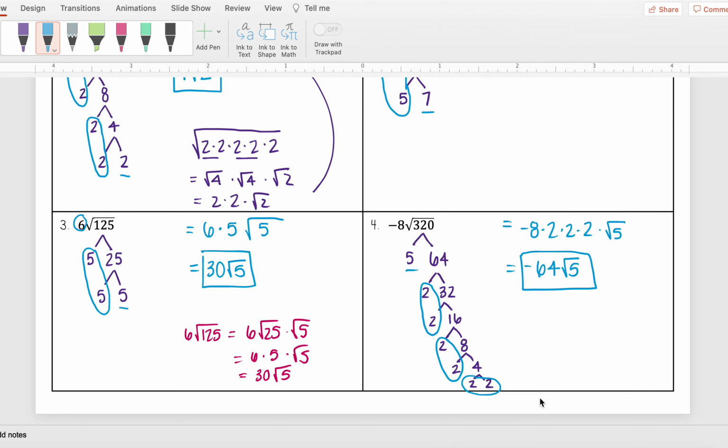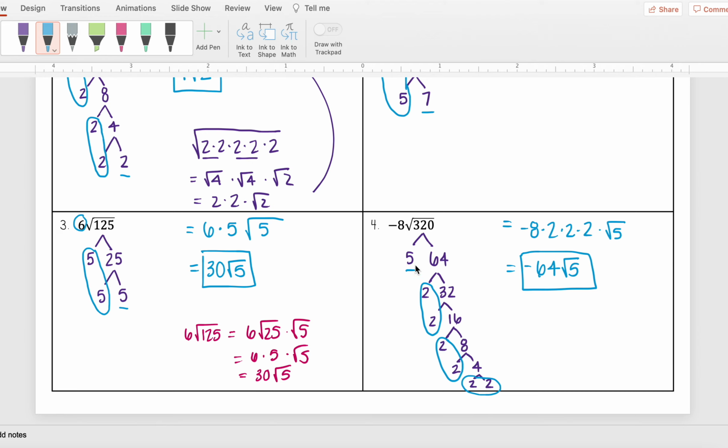So the answer you should have gotten here was negative 64 times the square root of 5. You could have broken up this first pairing a lot of different ways, but at the end you should have seen that you got 3 pairs of 2s. So that means that 3 2s came out with that negative 8, and then you should have been left with a 5 here at the end. So all these ended up being that there's only one number at the end.